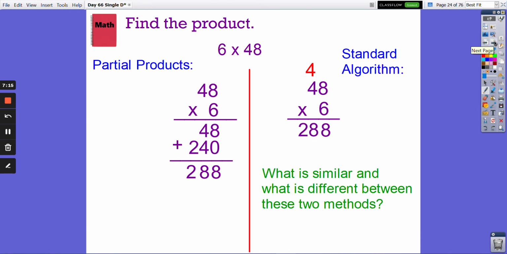What is similar and what is different between these two methods? What's similar is I got the same answer. And mathematically in my head, I'm getting these numbers too. Okay, what's different is it looks different. Instead of me writing the entire number here, I regrouped so that way I'd have to show less work. Eventually, when we get to 3, 4-digit numbers, this standard algorithm really does save a lot of work for us, because otherwise this list of numbers to add gets very long.